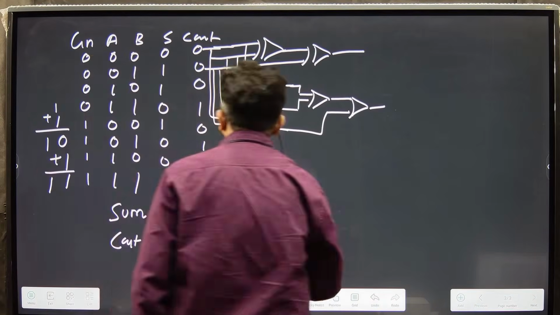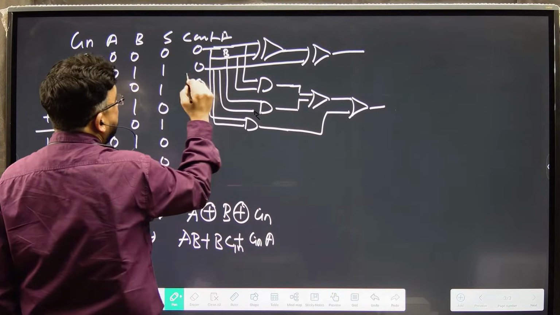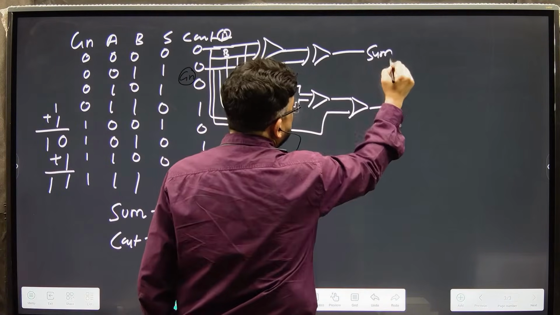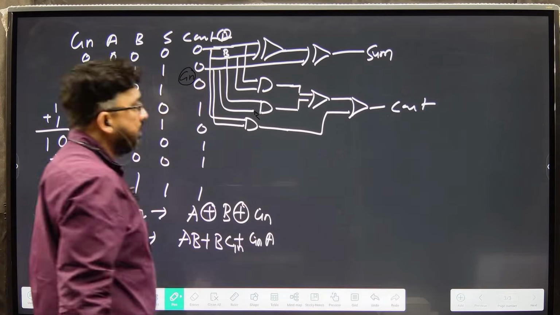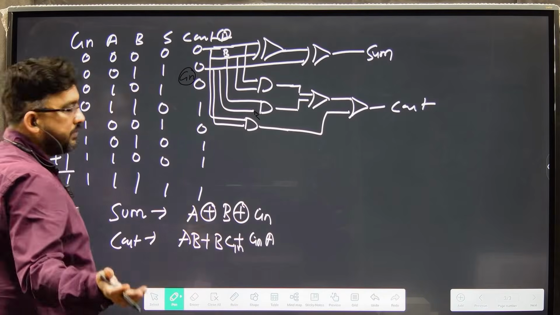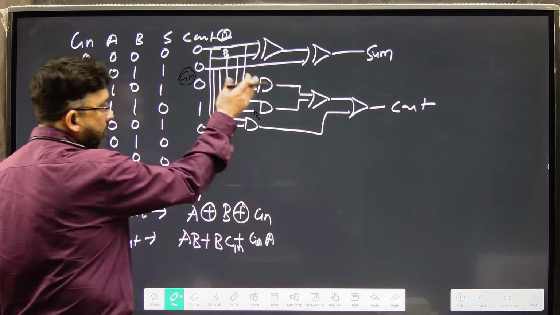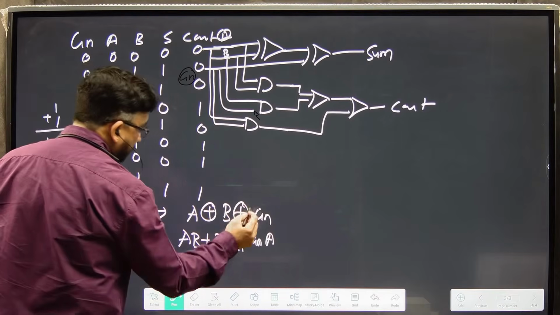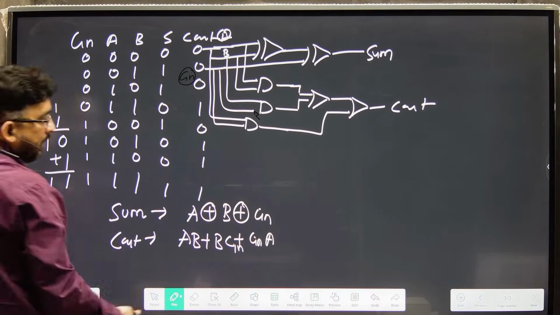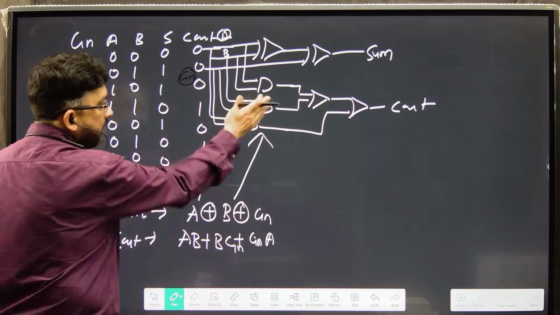So this is your 0 0 0. This is basically A, B and C in. This is your sum and this is your C out. If you don't know the K map, go through the basic tutorials from your book or take help from your college assistants and you can solve this. You received this expression with the help of a K map, and I have just converted this expression into hardware.